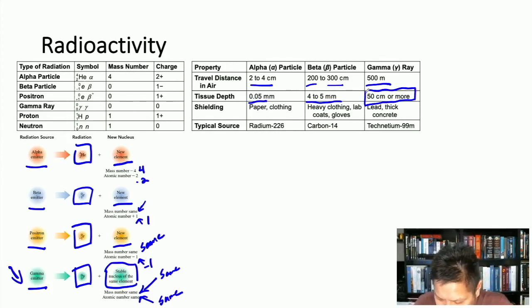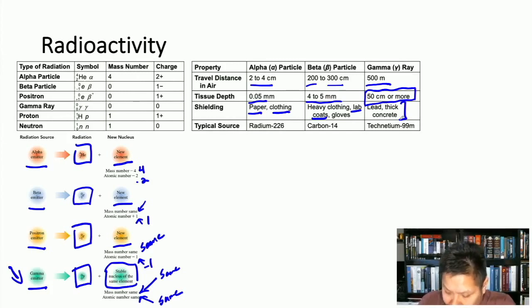Shielding, like paper or clothing, is sufficient to block an alpha particle. Heavy clothing, even lab coats, are enough to block a beta particle. But you need a lead vest or thick concrete, but you'd much better wear a lead vest to block a gamma ray.